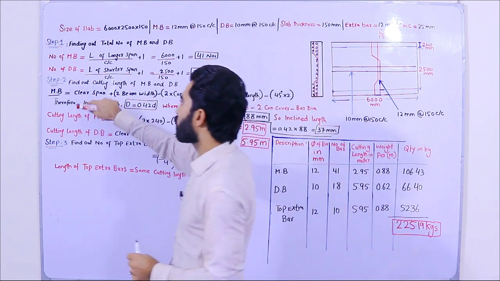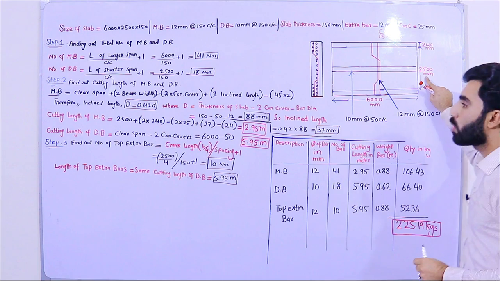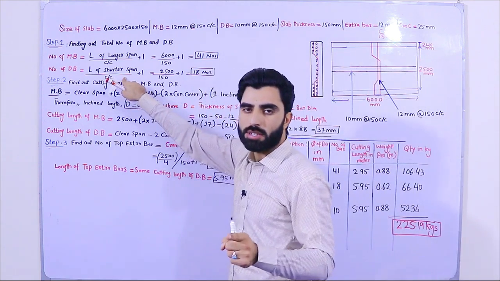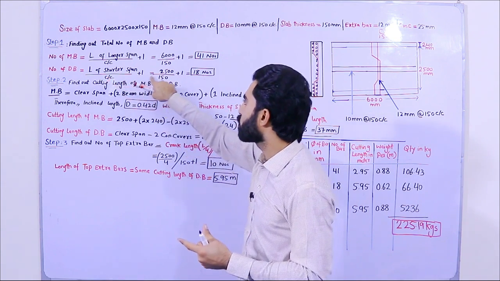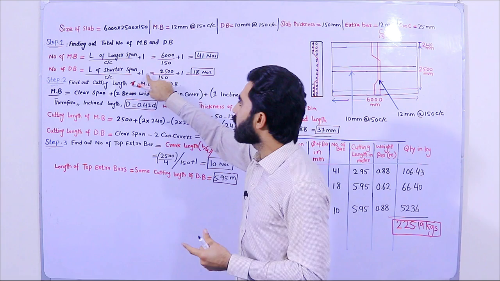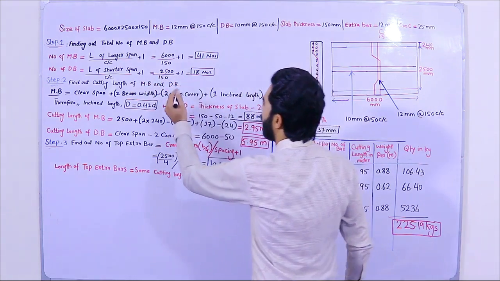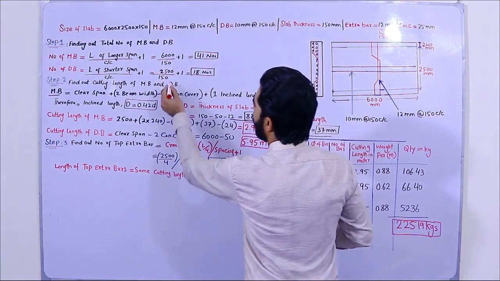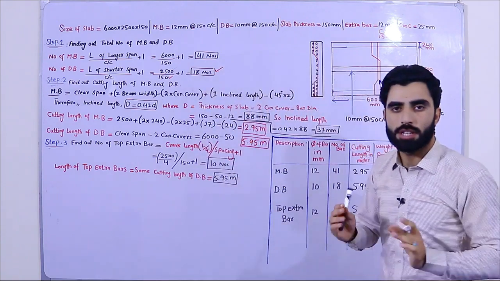Second, the number of distribution bars. Length of shorter span, which you can see is 2500, divided by center to center distance, meaning the distribution bars spacing, plus 1. The length of the shorter span is 2500 millimeter and the spacing is 150 mm, plus 1. So we require 18 numbers of distribution bars.